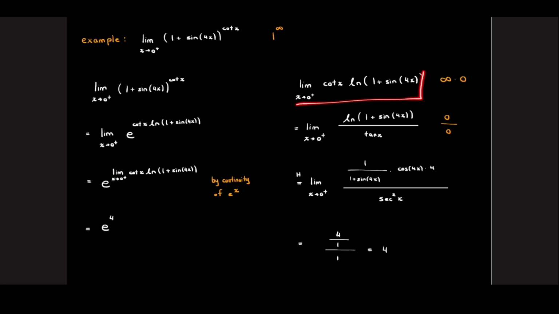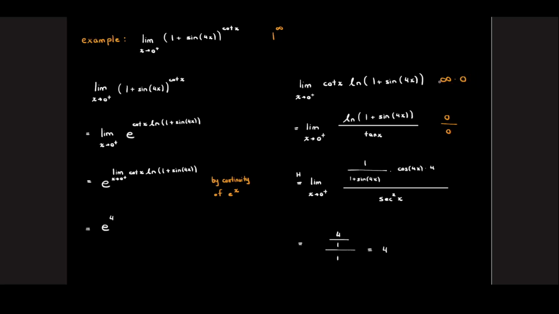So we want to focus on the limit as x approaches 0 from the right-hand side of cotangent times the natural logarithm of 1 plus sine 4x. So as x approaches 0, cotangent, as we discussed, is going to approach infinity. And then we know that the inside is approaching 1. And natural log of 1 is 0. So this is an indeterminate product of the form infinity times 0.